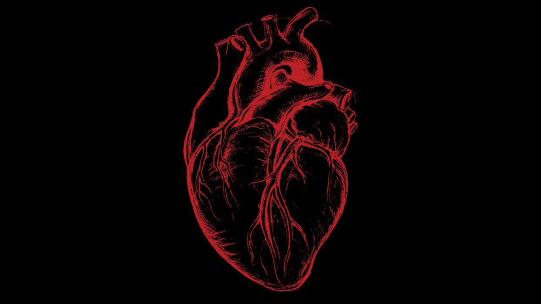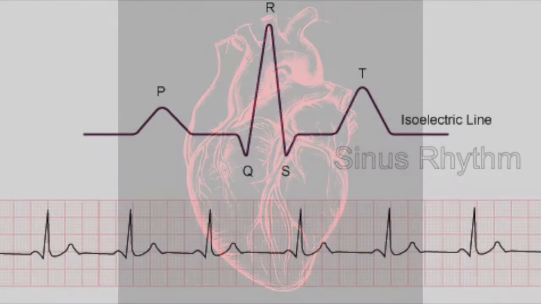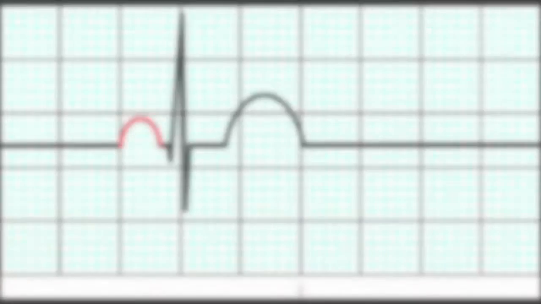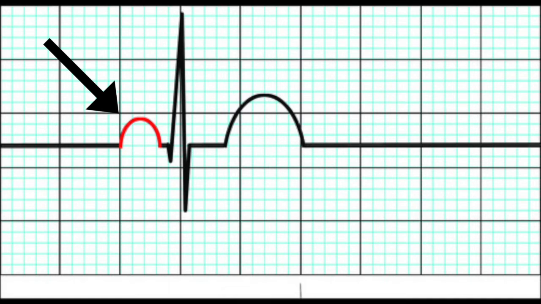So let's look at the components of a normal PQRST waveform. Because the electricity is moving from the SA node to the AV node, and that's moving toward the camera, that is lead 2, we see a positive waveform in the P wave.